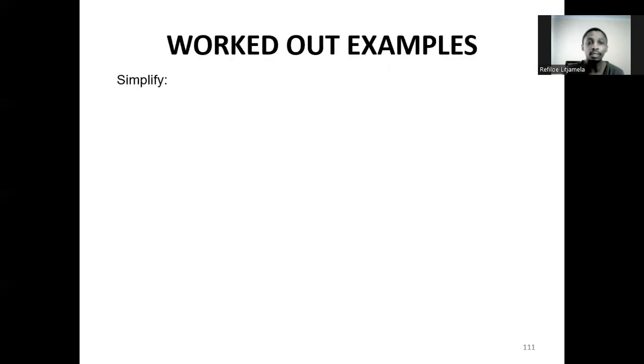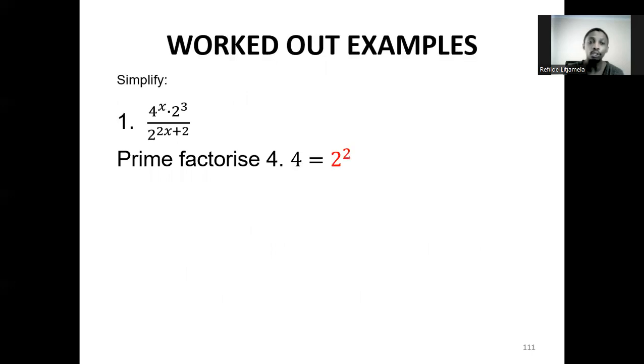Let's take, for instance, here, we've got 4 to the exponent of x times 2 cubed divided by 2 to the exponent of 2x plus 2. Now you need to prime factorize 4, okay, which is the base that is not prime factorized. Now look at what I'm going to do here. I am going to substitute this 4 with the prime factorized 4, which is 2 squared. So where there is 4, I will simply put in 2 squared. So it's still 2 squared to the exponent of x.